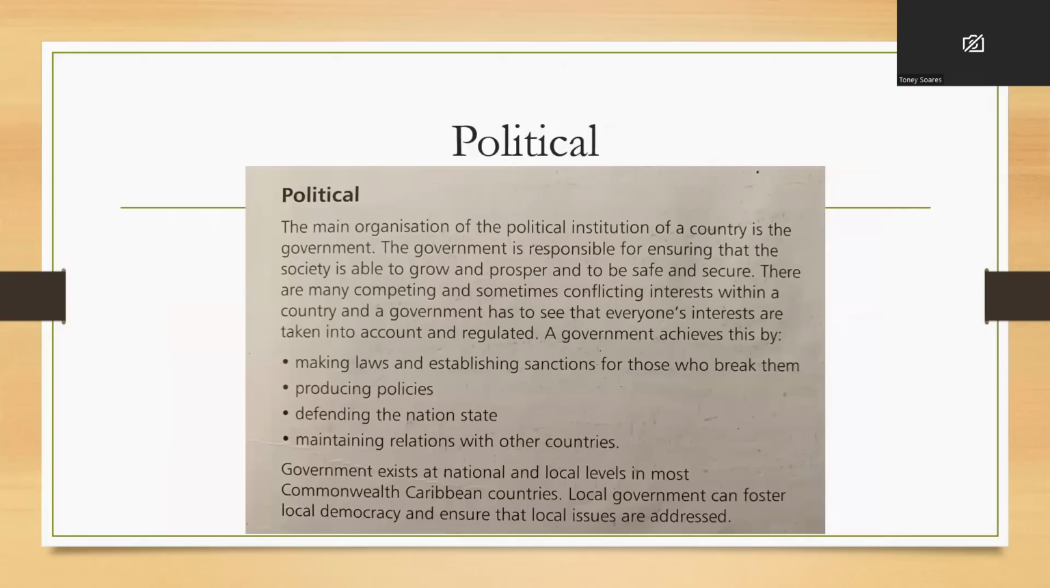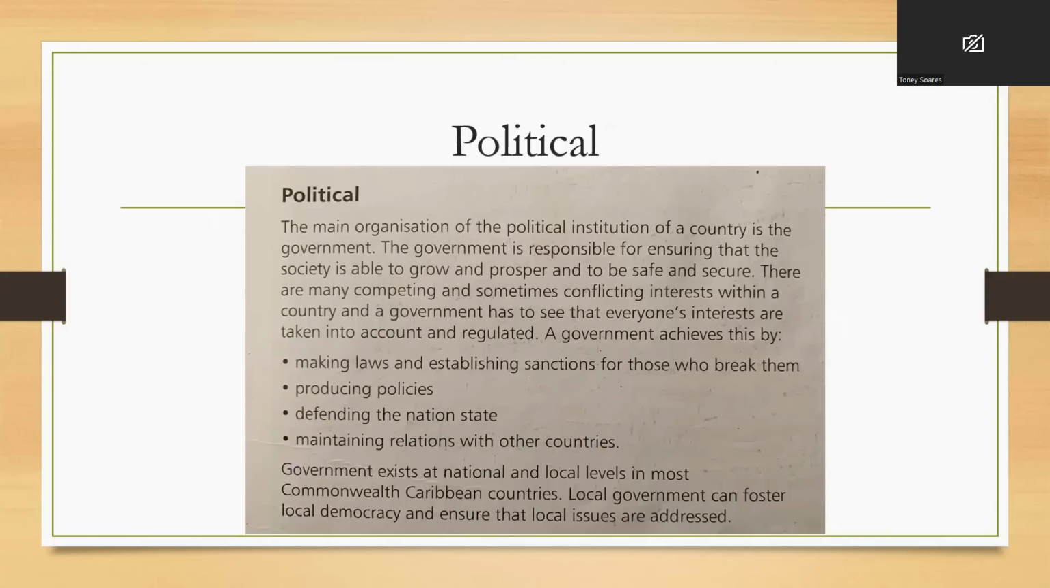Good. So the government is responsible for ensuring that the society is able to grow and prosper and to be safe and secure. Those are some of the main responsibilities of a government. There are many competing and sometimes conflicting interests within a country, and a government has to see that everyone's interests are taken into account and regulated. So the government is responsible for ensuring that everyone's interest is taken into account and is regulated. So the main responsibility of a government is to direct and control the affairs of a people.